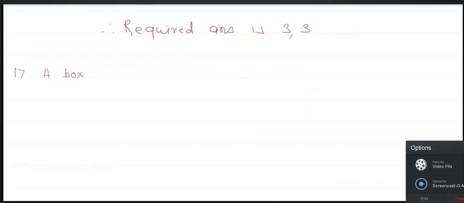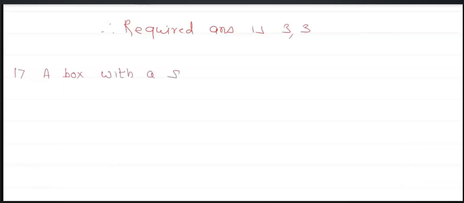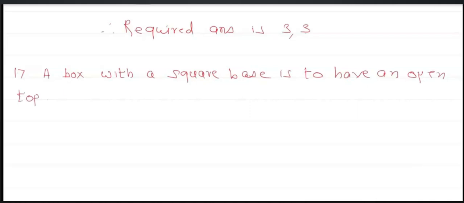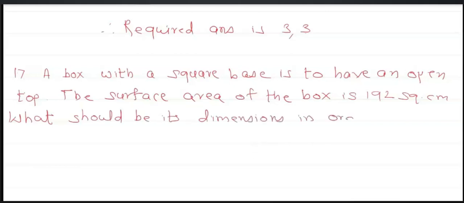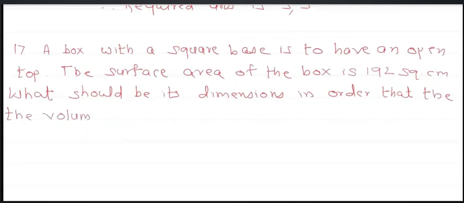Now, again, see this here. A box with a square base is to have an open top. The surface area of the box is 192 square centimeters. What should be its dimensions in order that the volume is largest?